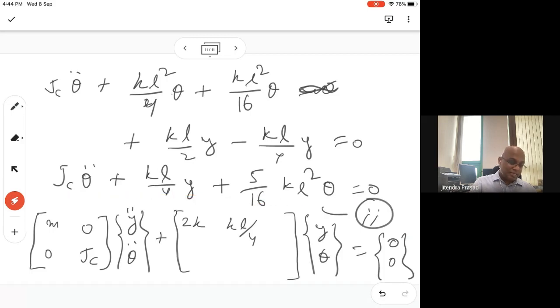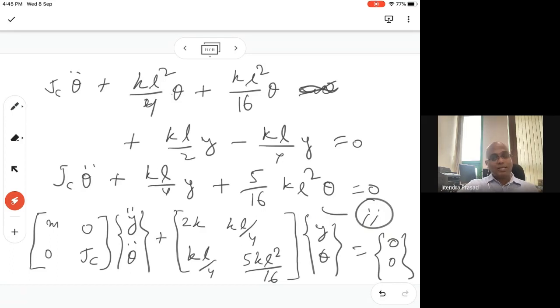So the second equation is JC theta double dot, then we have KL over 4 y. That means we have KL over 4 here, and then 5 over 6 KL square, so 5 KL square over 16 theta. This is the final equation we get, and next is finding out the natural frequency.